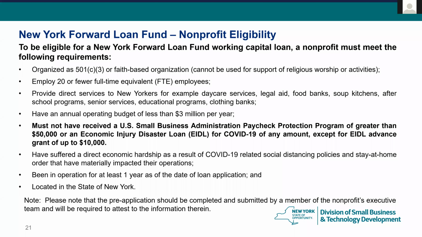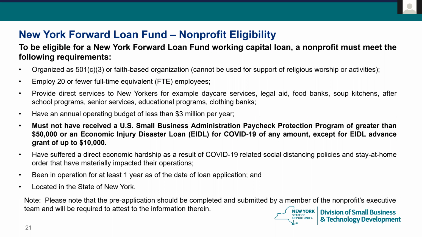You have to provide direct services to New Yorkers. An example of a direct service, something that's direct to the public: a daycare service, legal aid, a senior shuttle, an educational program, a clothing bank, a soup kitchen, a food bank, or after-school programs. Something that's going to go directly to New Yorkers, directly to the general public.